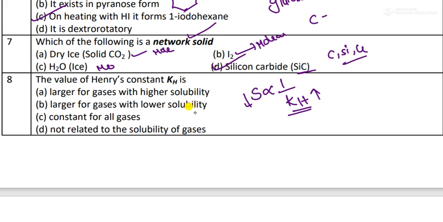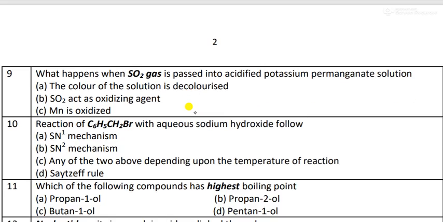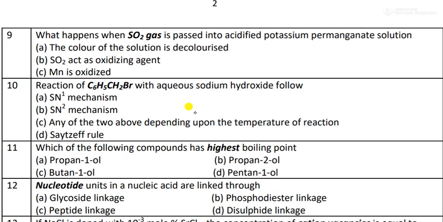Question number 8, they have given the values of Henry's constant. Remember, solubility is inversely proportional to KH. Whenever any gas has a larger KH value, it is less soluble in water. So what is the answer? Large KH for gases means low solubility. It means the gas with the maximum KH value is the one that is least soluble in water.